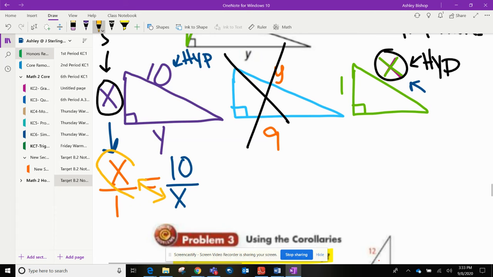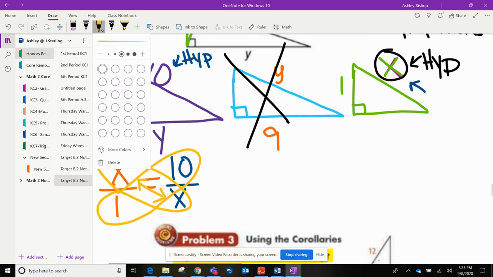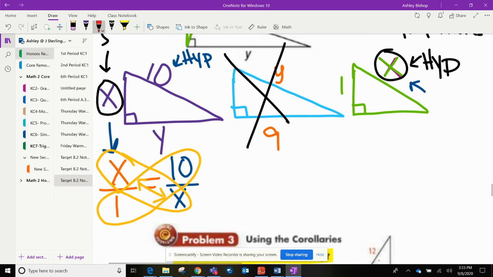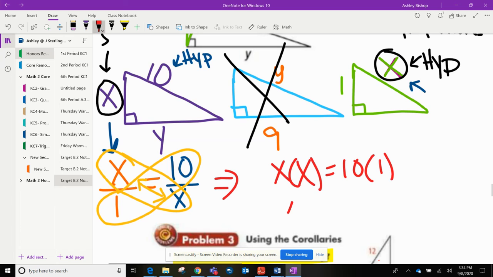Once you have your proportions, you are now able to set up your cross multiplication. That's how we solve proportions. And so now I'm going to cross multiply, and then I'm going to do my work over here. I have X times X is equal to 10 times 1. X times X, be careful, is X squared. And 10 times 1 is 10.